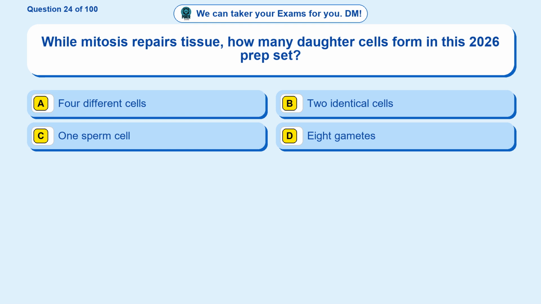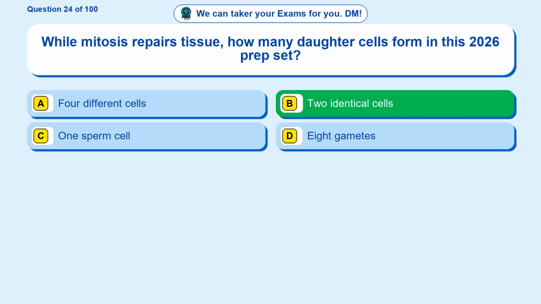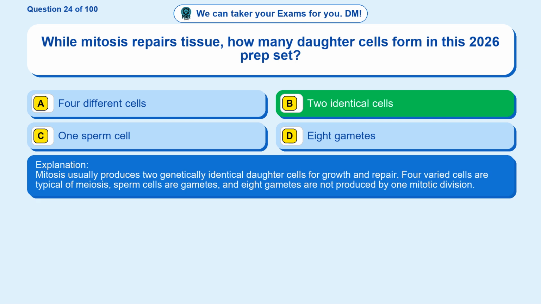Question 24. While mitosis repairs tissue, how many daughter cells form in this 2026 PrEP set? Option A. 4 different cells. Option B. 2 identical cells. Option C. 1 sperm cell. Option D, 8 gametes. The correct answer is option B. 2 identical cells. Mitosis usually produces 2 genetically identical daughter cells for growth and repair. 4 varied cells are typical of meiosis, sperm cells are gametes, and 8 gametes are not produced by one mitotic division.